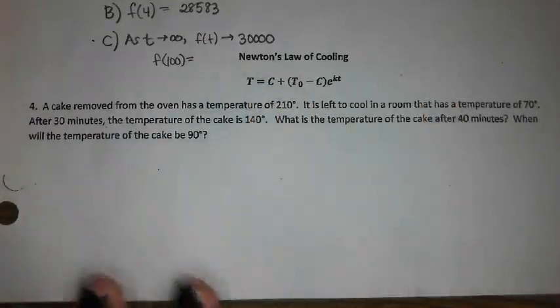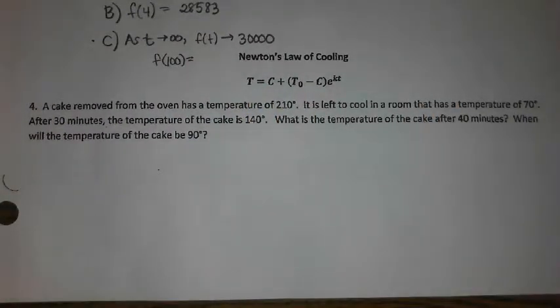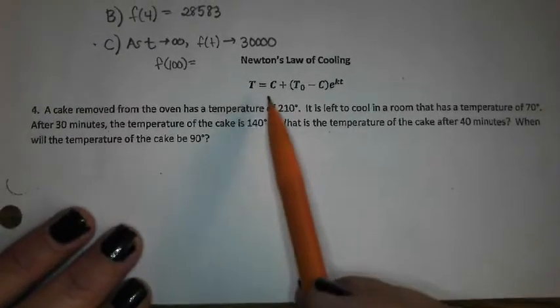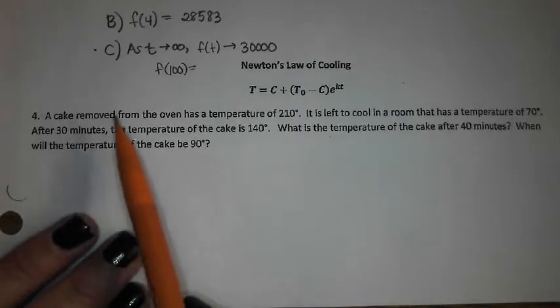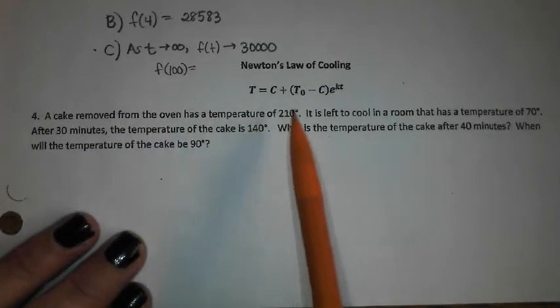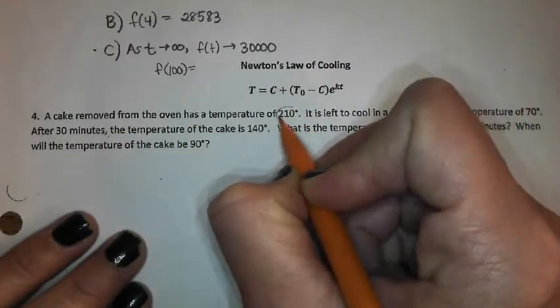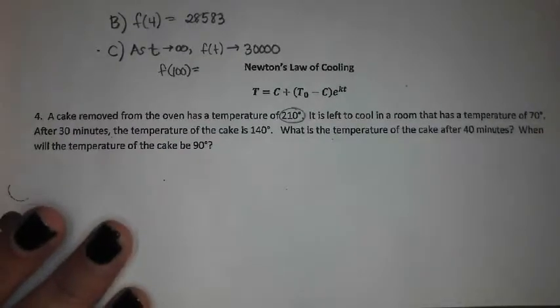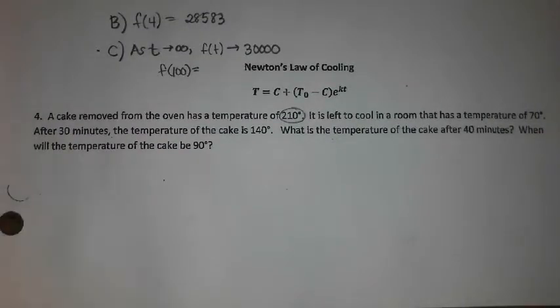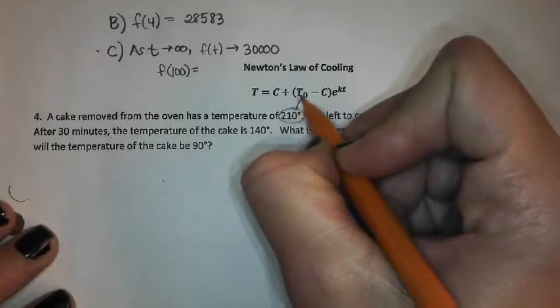New one's all cooling. You did this last year. This formula might look a little bit different, but again, it's going to give us the same information, maybe just using different variables. So a cake removed from the oven has a temperature of 210. What variable do you think that goes in for? T sub 0. That's the initial temperature. Good.